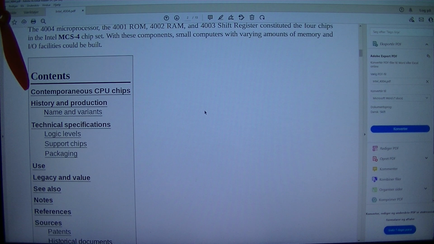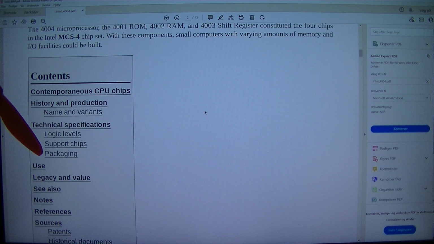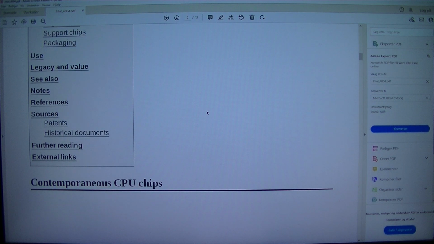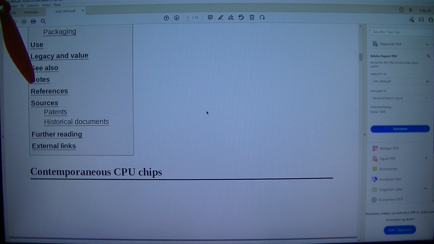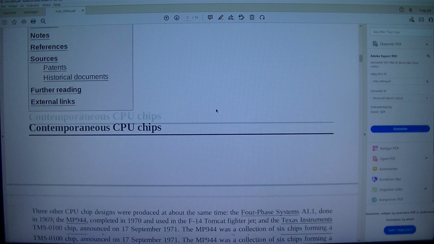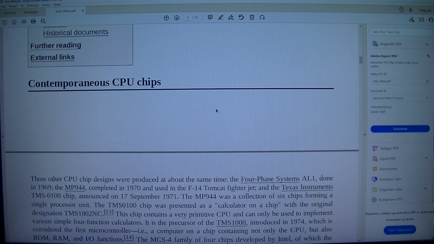Contents: contemporaneous CPU chips, history and production, name and variants, technical specifications, logic levels, support chips, packaging, use, legacy and value. See also notes, references, sources, patents, historical documents, further reading, external links.